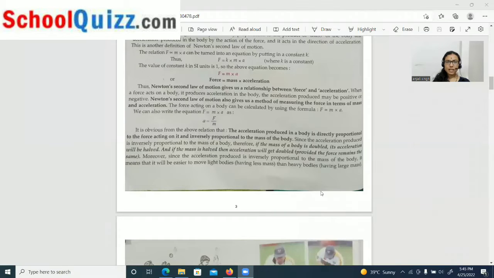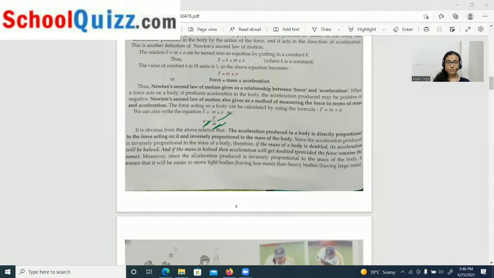Yes, we studied up to the formula A = F/M, where F is the force exerted on an object, whereas M is the mass of the object. I described this formula also, where A is directly proportional to F, and inversely proportional to M.